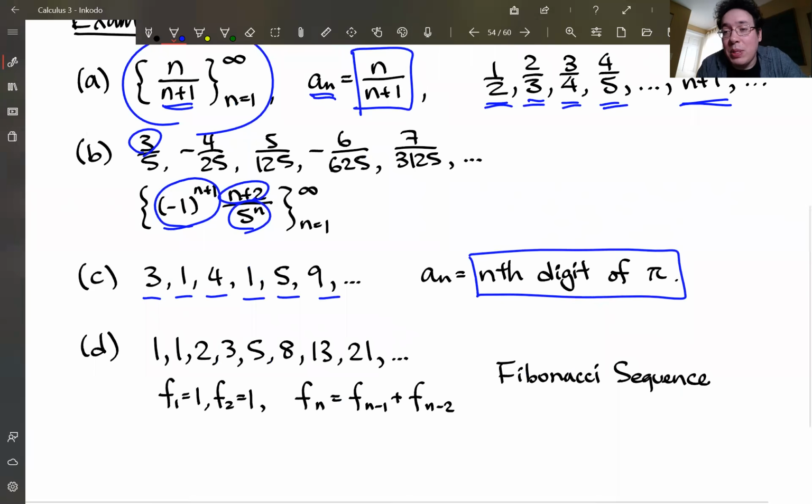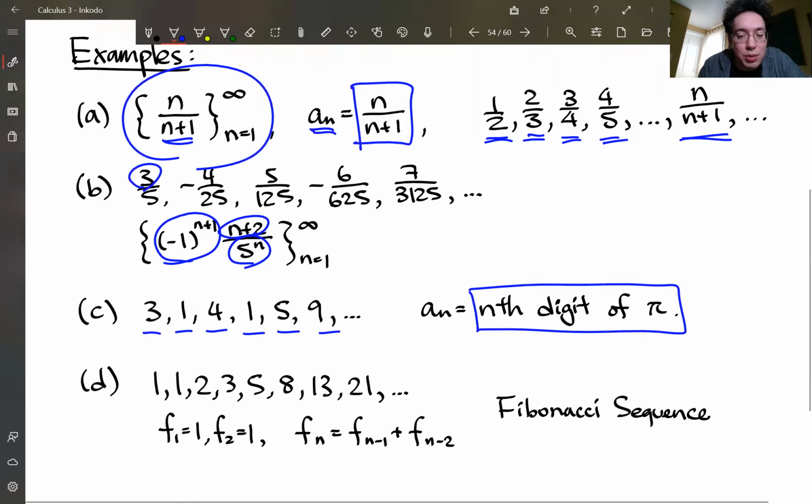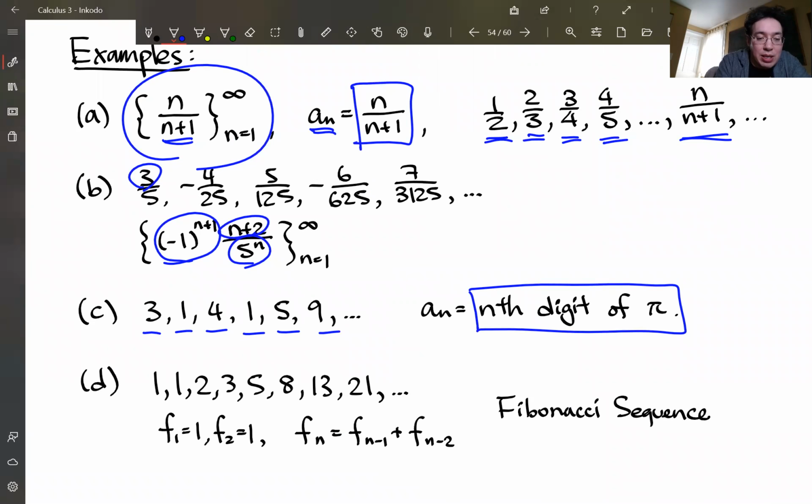Okay, another famous one is called the Fibonacci sequence. So 1, 1, 2, 3, 5, 8, 13, 21. The way to get the next number is to add up the two previous ones. So 1 plus 1 is equal to 2. 1 plus 2 is equal to 3. 2 plus 3 is equal to 5. 3 plus 5 is equal to 8, and so on. So if you add the two previous terms together, you get the next one. So this is called the Fibonacci sequence.